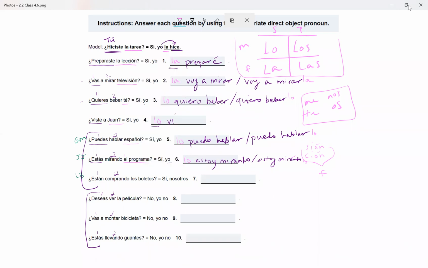Number 7. I put los estamos comprando. Perfect. So los for los boletos. And then you changed están to estamos because now it's nosotros. And you have comprando. That didn't change. And we could put it the other place too. Estamos comprándolos. Yes. I ran out of room. Comprando los. And we need an accent mark. And on what letter would it go? On the A in comprándolos. Exactly.